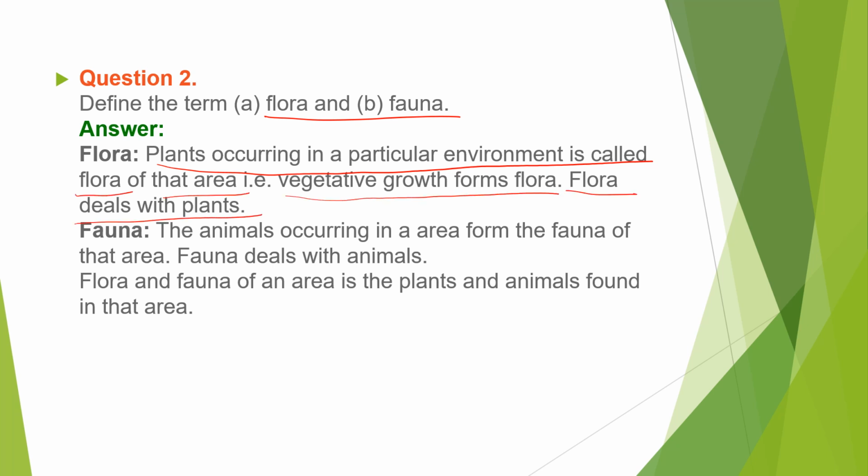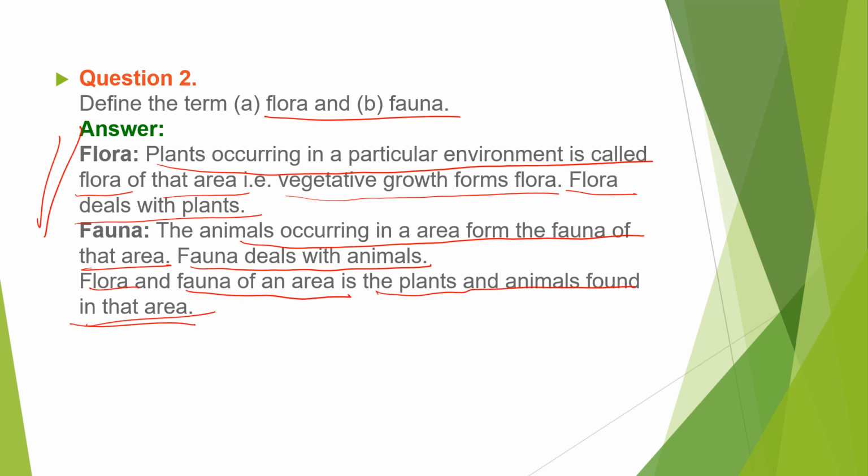Flora deals with plants, and this flora is related to plants of that environment only, and the animals occurring in an area form the fauna of that area. Fauna deals with animals. Flora and fauna of an area is the plants and animals found in that area. Okay, flora and fauna of an area is actually what is forming that area, that is, plants as well as animals found in that area. So let us move on to the next question.